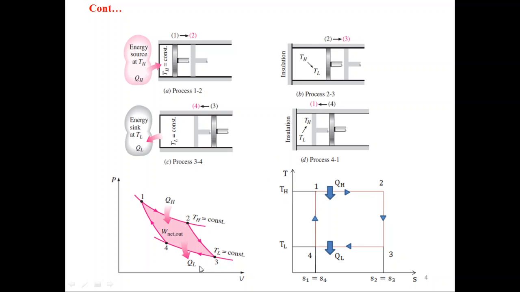That means there will be no heat transfer. In the PV diagram, 4-1 represents reversible adiabatic compression or isentropic compression process, as the volume is decreasing from V4 to V1. In the TS diagram, the vertical line 4-1 represents reversible adiabatic compression or isentropic compression process, because entropy at point 4 is equal to entropy at point 1.